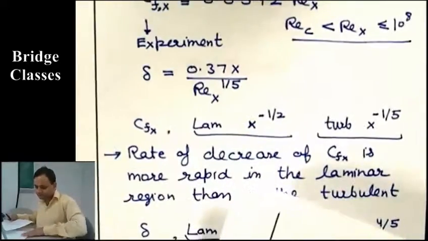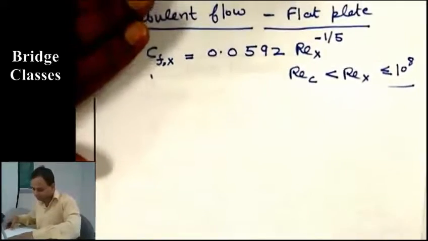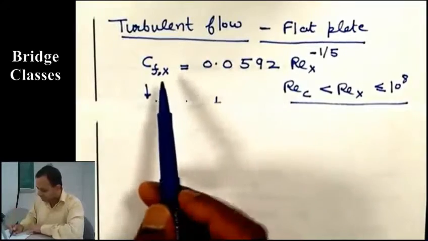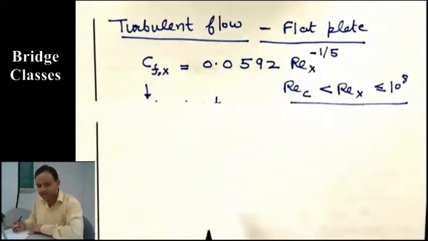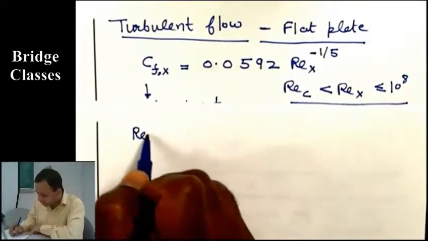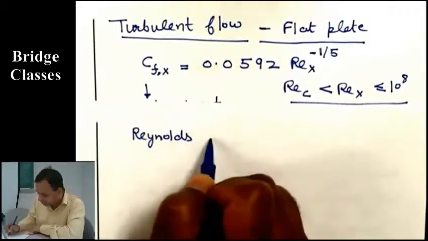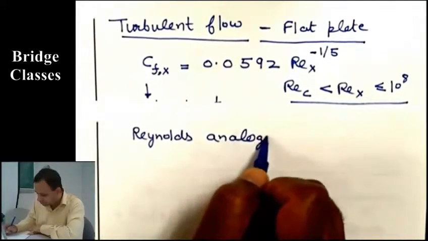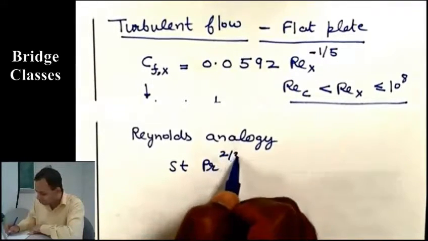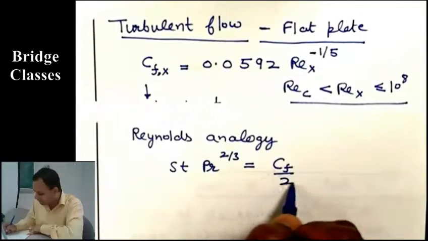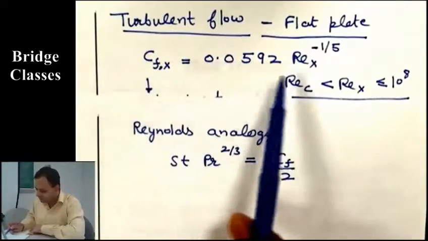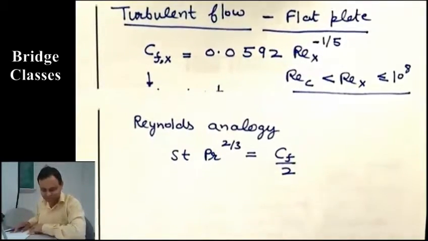Okay. Now finally, for turbulent flow, we can use this expression that we have for CF. And if you remember, we can use this expression along with the Reynolds analogy. That was Stanton number times Prandtl number to the 2/3 is half CF. Okay, that was Reynolds analogy. So we use this analogy along with this expression for CF, and we get an expression for Nusselt number.